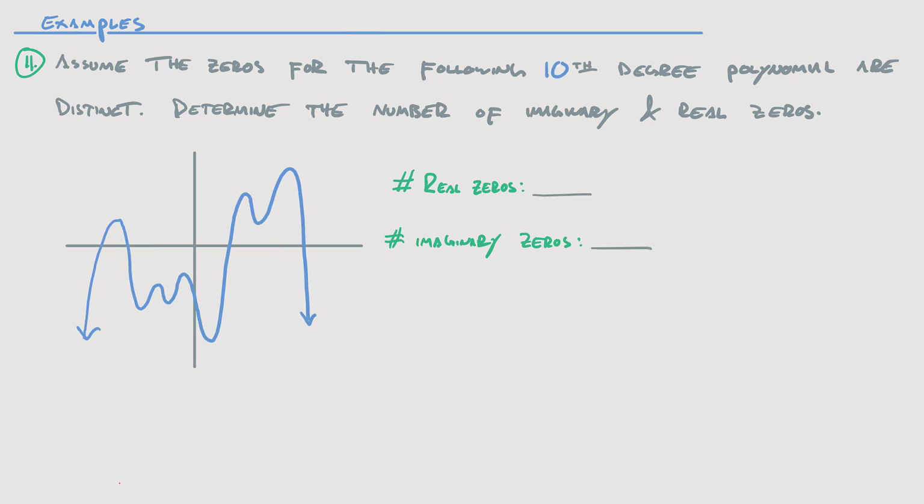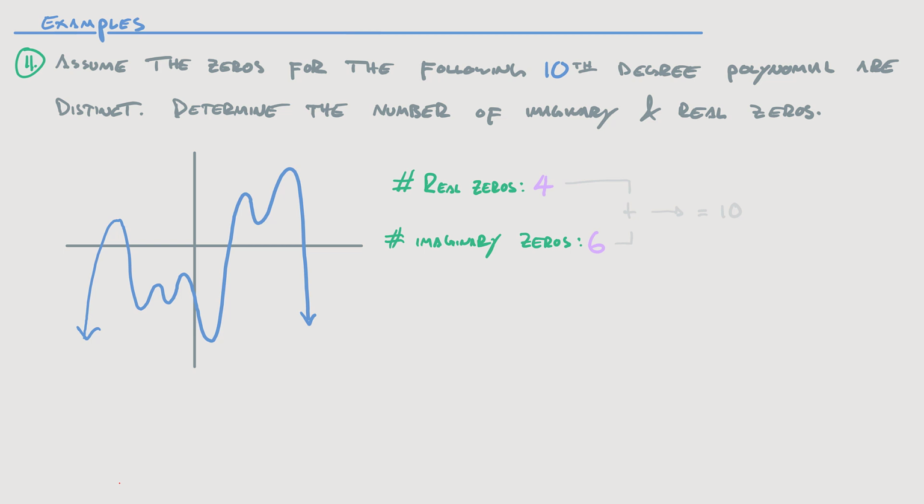Right, here's another one. Assume the zeros for the following 10th degree polynomial are distinct. Determine the number of imaginary and real zeros. Again, the real zeros is always the one that's easy to find. You just count the x-intercepts. There's 4 of them. Because 4 of the 10 distinct zeros are real, that means 6 have to be imaginary, and we know that because when you add them together, you get the degree, right, which is a 10.